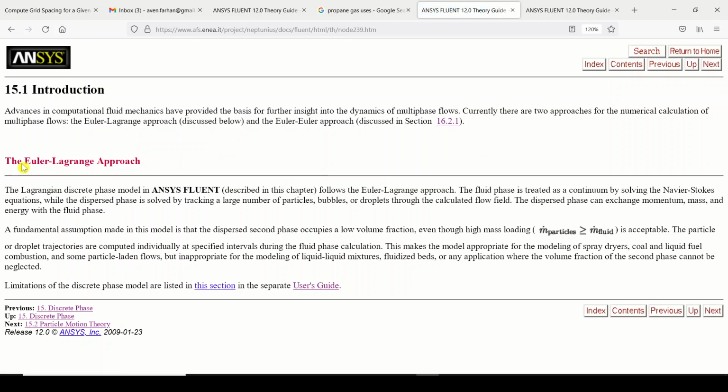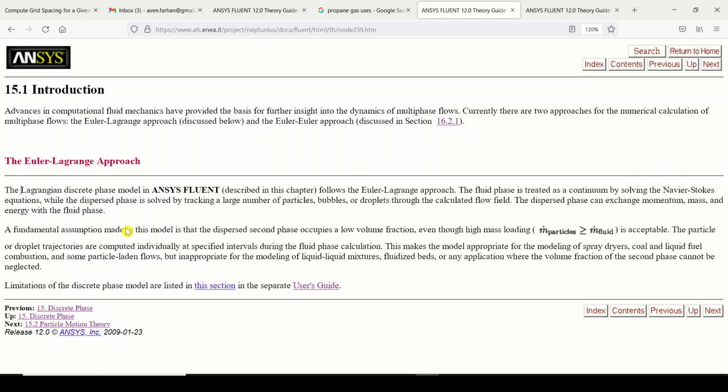So the DPM, or the discrete phase model, adopts the Euler-Lagrange approach. I'm not sure how you pronounce this; it can be Lagrange or Lagrange, you can check that. And what is this particular EL approach? Let me just call it EL.